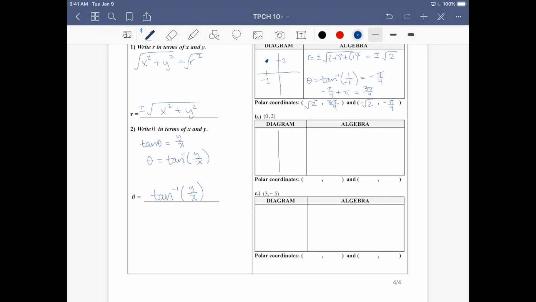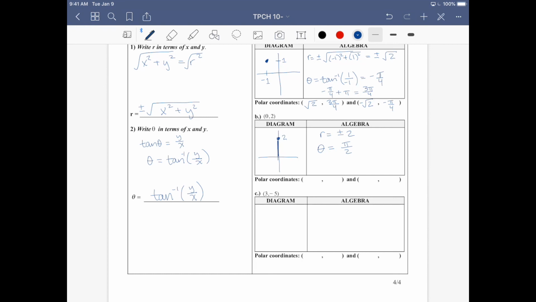Part B, 0, 2. So first I'm going to draw that. 0, 2 puts me here. I can see clearly though, I don't really need to do any algebra because r is just 2. You can try doing the square root of x squared plus y squared if you want. You're still going to have the radius of 2. And just to be consistent, I'm going to do the plus or minus 2 here. And theta I can see is pi over 2.